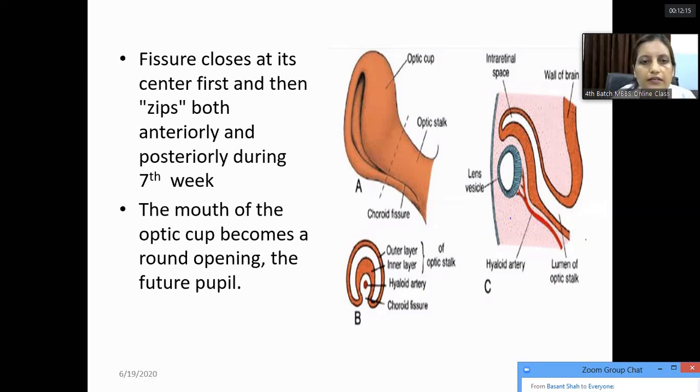Its closure time is at the 7th week. If there is delay in the closure or absence of closure, it will lead to congenital abnormal conditions like coloboma. So it's a defect. It can be in the lid, in the ciliary body and choroid, in the iris, or in the lens. The mouth of the optic cup becomes round, opening as the future pupil. So the optic cup opening becomes a round central aperture, that is the pupil.